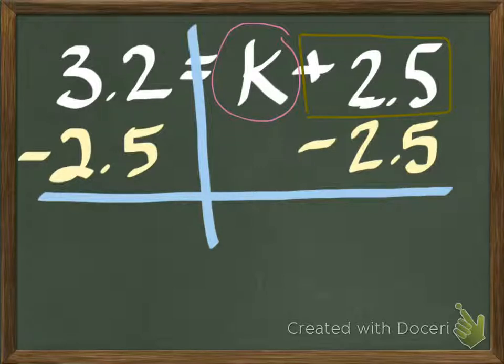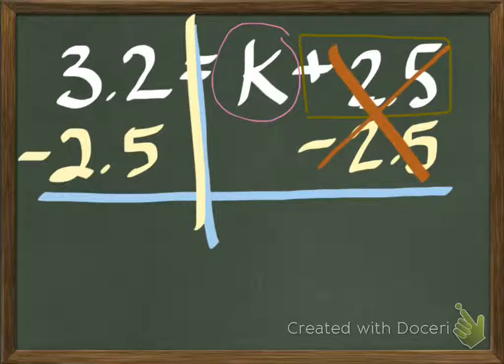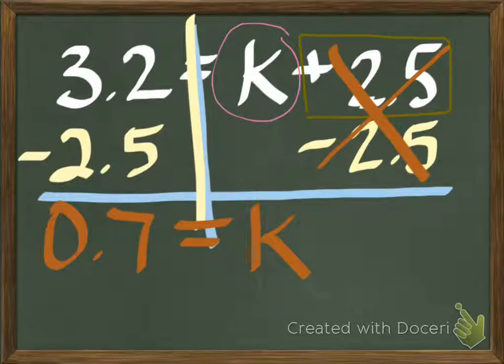So now over on the right hand side here, and this is why we put the line through the equal sign, because our variable is not always on the left side. In this case, our variable is on the right side. The point is that we're just trying to get this to be a 0 right here. So that's gone, and we bring down our k, and we bring down our equal sign. And now we can do 3.2 minus 2.5, and we get 0.7 is equal to k.